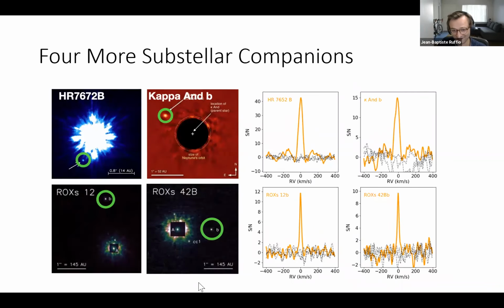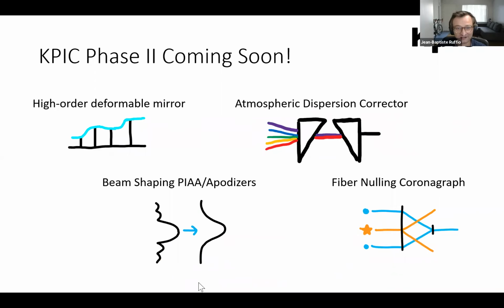Also, we have looked at other objects. I'm running out of time. I apologize for that. I'm going to go quickly. Just last slide. So that was KPIC1. It was the bare minimum to do high contrast, high resolution spectroscopy of exoplanets.